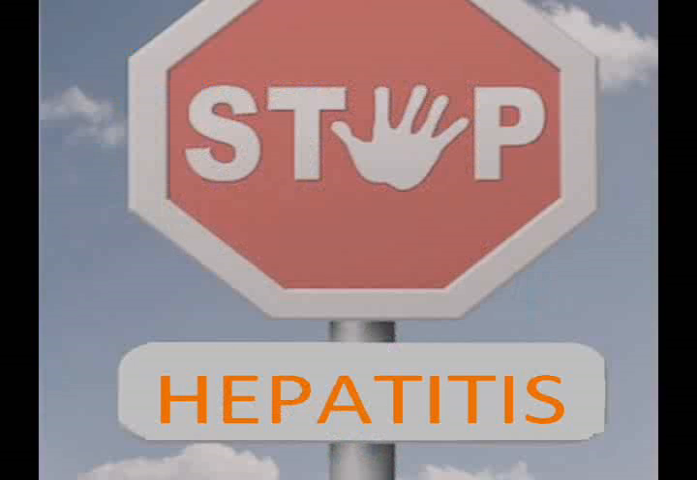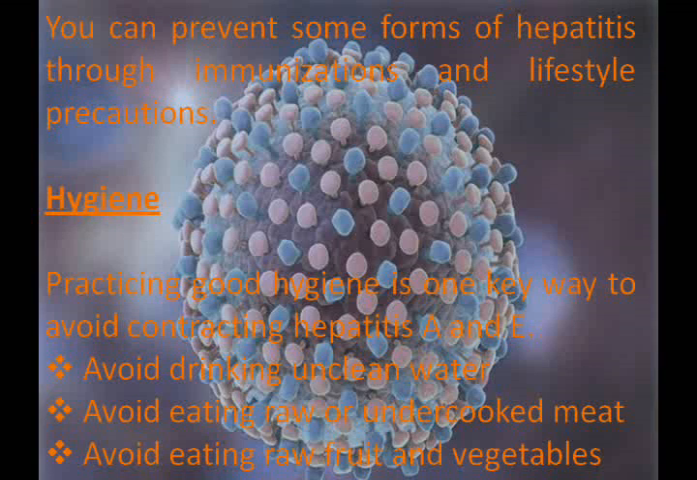Prevention of hepatitis. You can prevent some forms of hepatitis through immunizations and lifestyle precautions. In general, you need to be aware of how to stay safe from the virus. Hygiene. Practicing good hygiene is one key way to avoid contracting hepatitis A and E. Avoid drinking unclean water. Avoid eating raw or undercooked meat.